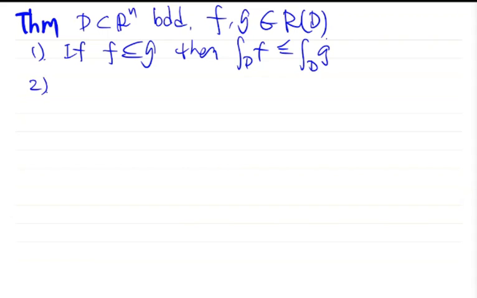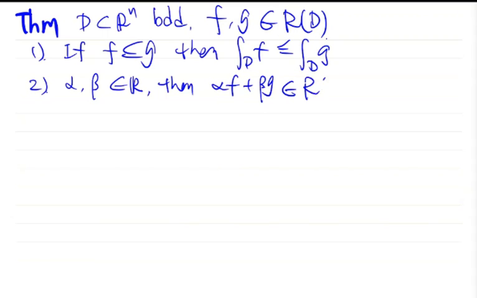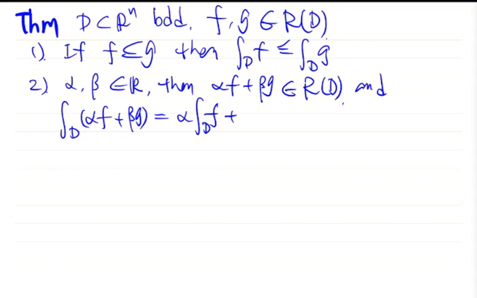The second result, linear combination. Suppose alpha and beta are real numbers, then the linear combination of F and G is also integrable over D, and the integral of the linear combination is the linear combination of their integrals. So the second property we have proved for integrable functions defined over a rectangle. Now we generalize this to the general bounded subset D.